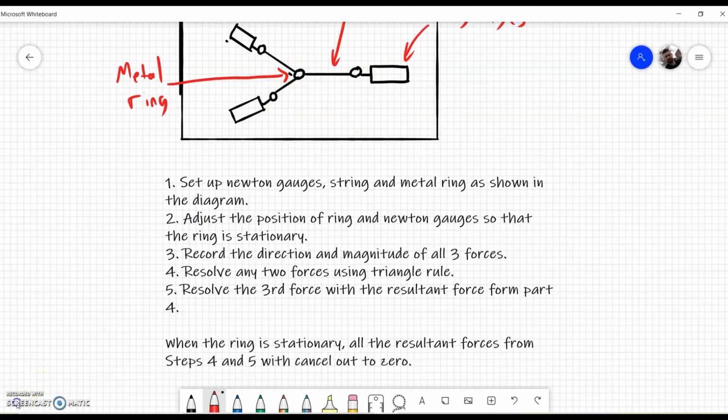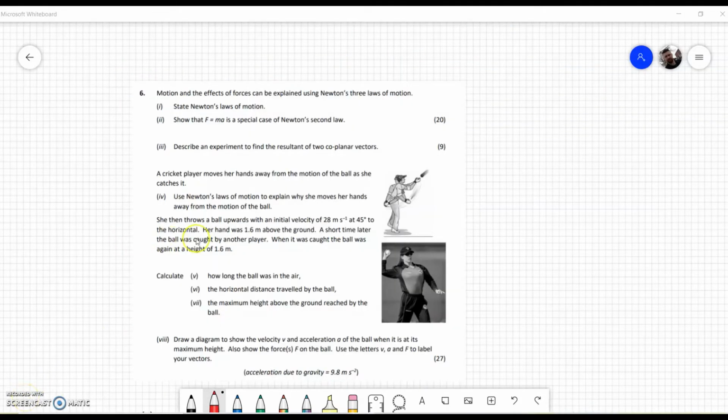Okay. The next question we have now is part 4, and it looks at applying Newton's second law in some manner. So just one thing to always keep in mind, the definitions and or the experiments that we do at the start of a theory question usually always feed into the problem solving questions that follow.